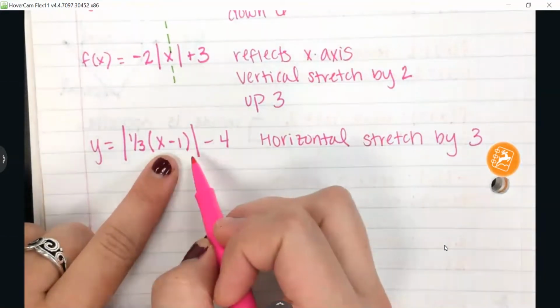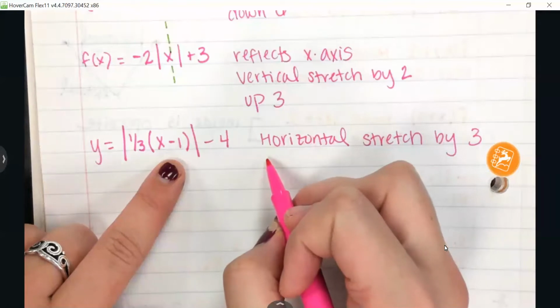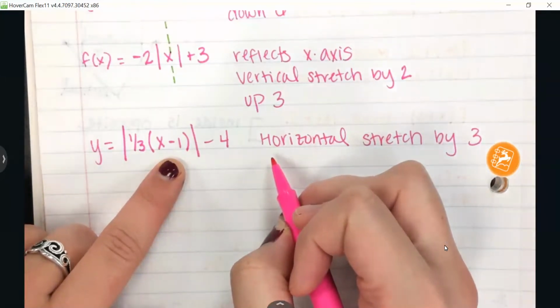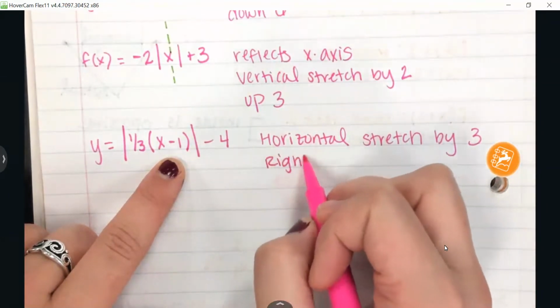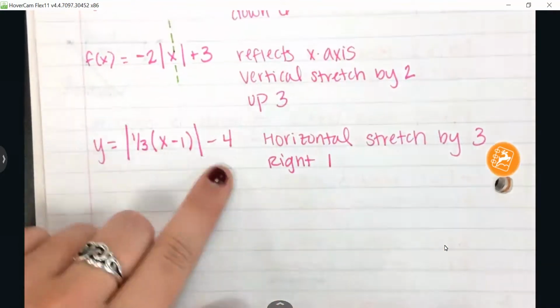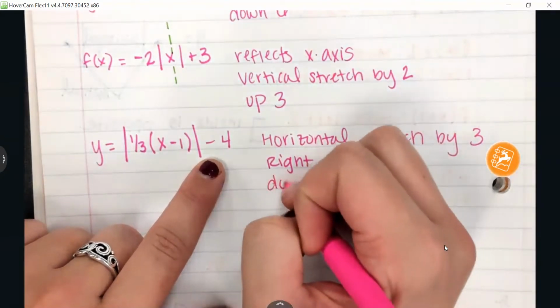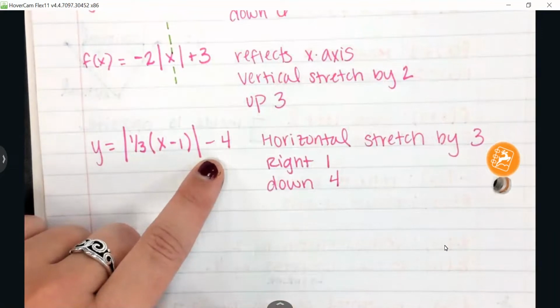I have a -1 inside. So what direction is it moving? It's moving what? Right. How many times? 1 time. I have a -4 on the outside. Which direction is it moving? Down. How many times? Down 4. Questions?